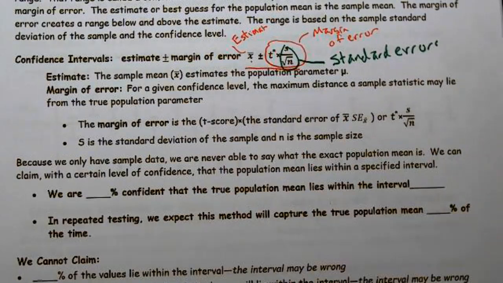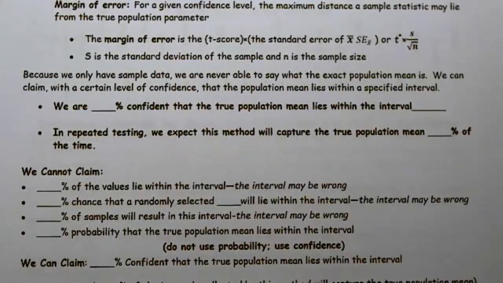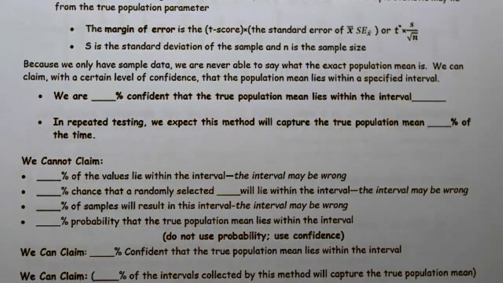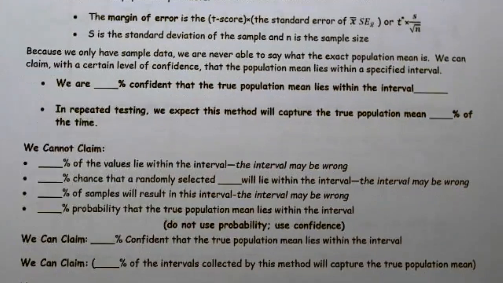All right. Another thing we can say, and I love this phrase, is in repeated sampling, we expect this method will capture the true population mean 95% of the time, or 90%. What we're really saying is our method is so good that we know that it works 95% of the time. But that's also an acknowledgement that it doesn't work 5% of the time. Now, can we increase it to 99%? Yes, we can. And we will be looking at multiple different widths of confidence intervals and different confidence levels. Things we can claim, I'm going to start with can claim, and then I'm going to go to cannot claim.